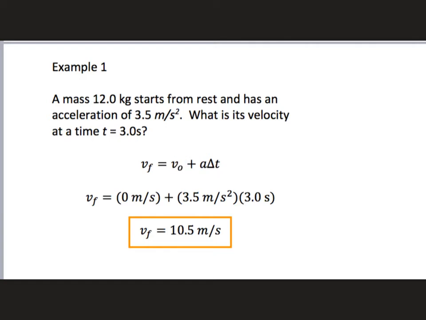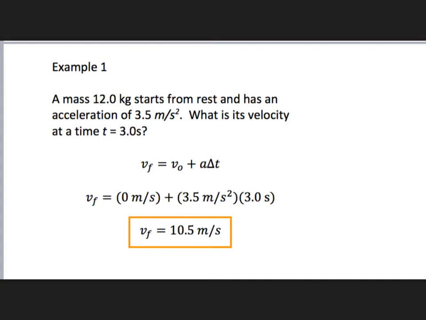If we look in our problem, it says it starts from rest. That means the initial velocity is going to be 0. And so the acceleration is 3.5. We can plug that into a. The change in time is going to be 3 seconds, if we start from time equal to 0 and go to time equal to 3 seconds. And so if I plug all of those in, I get that my final velocity is 10.5 meters per second.